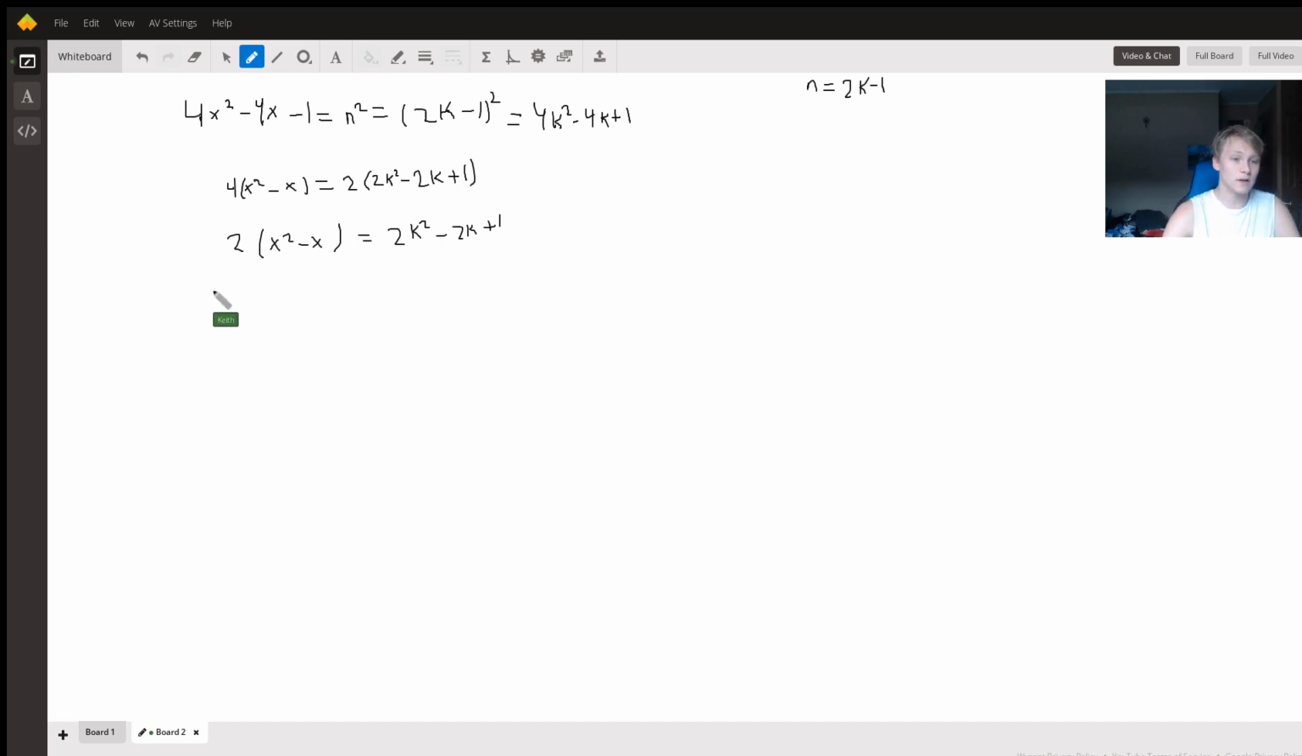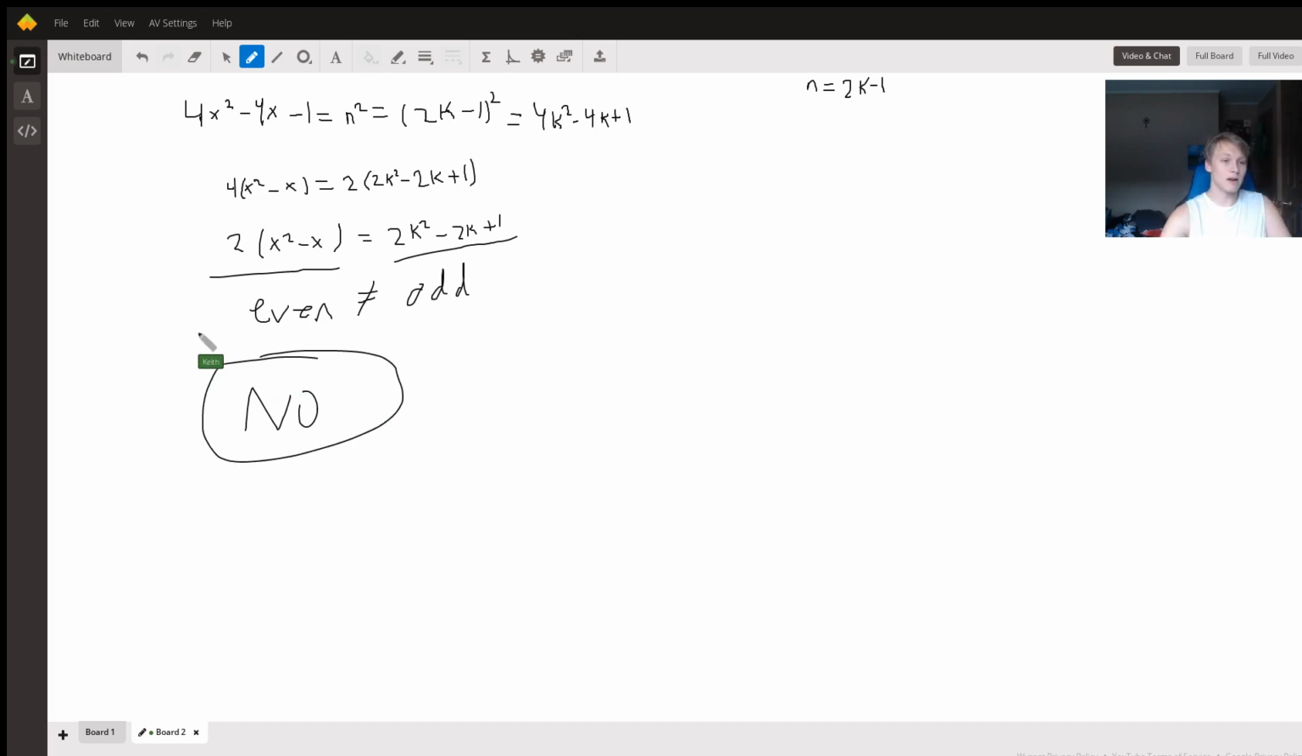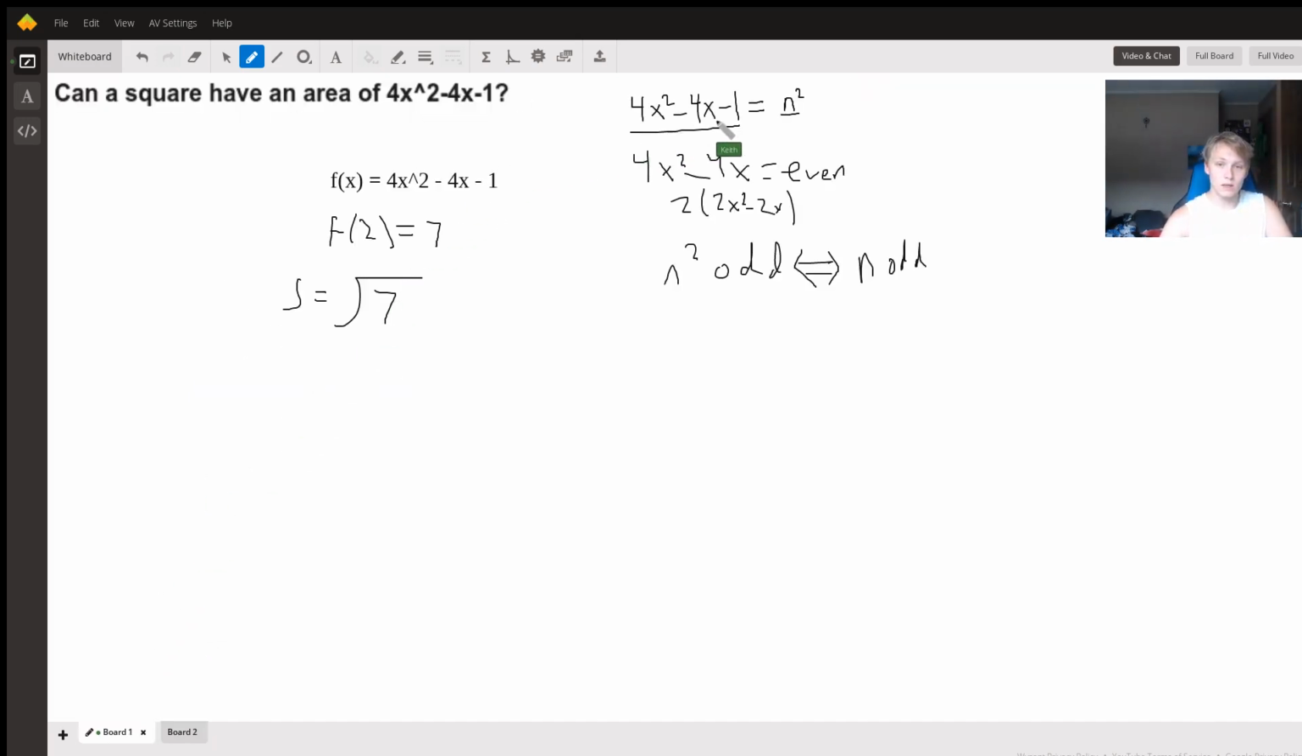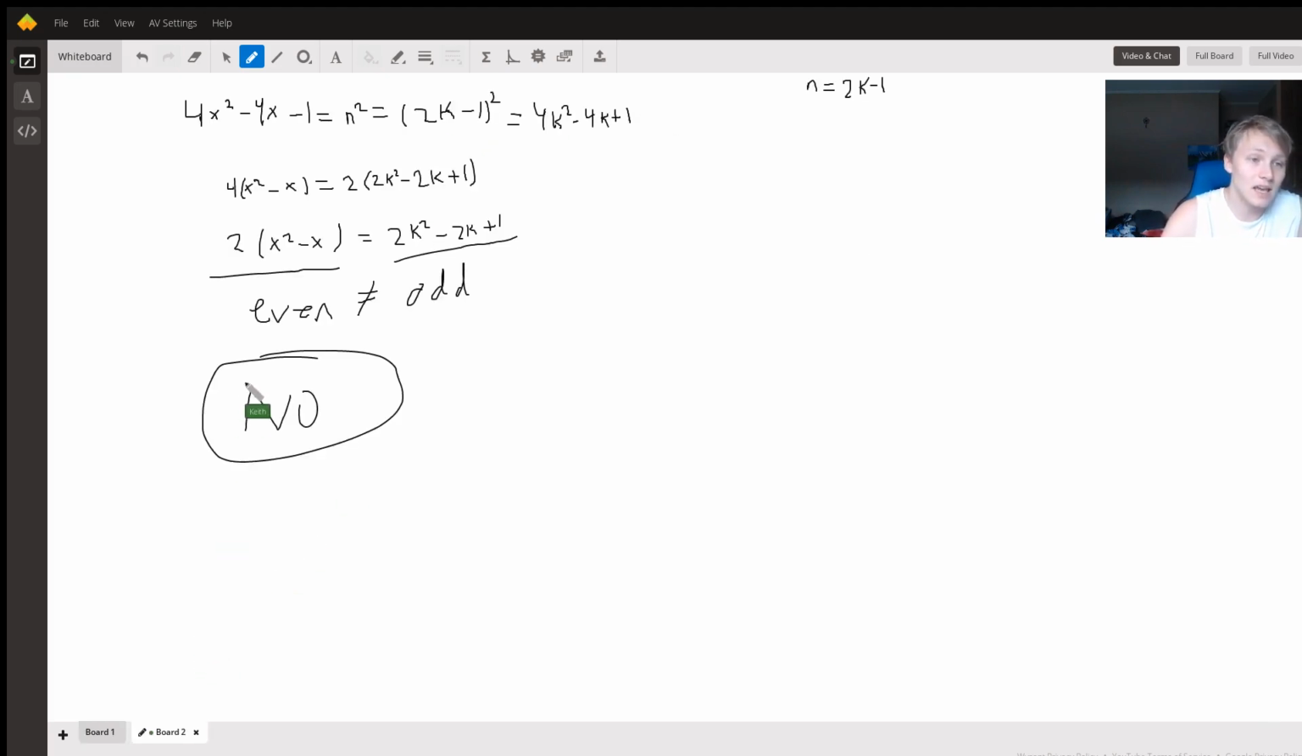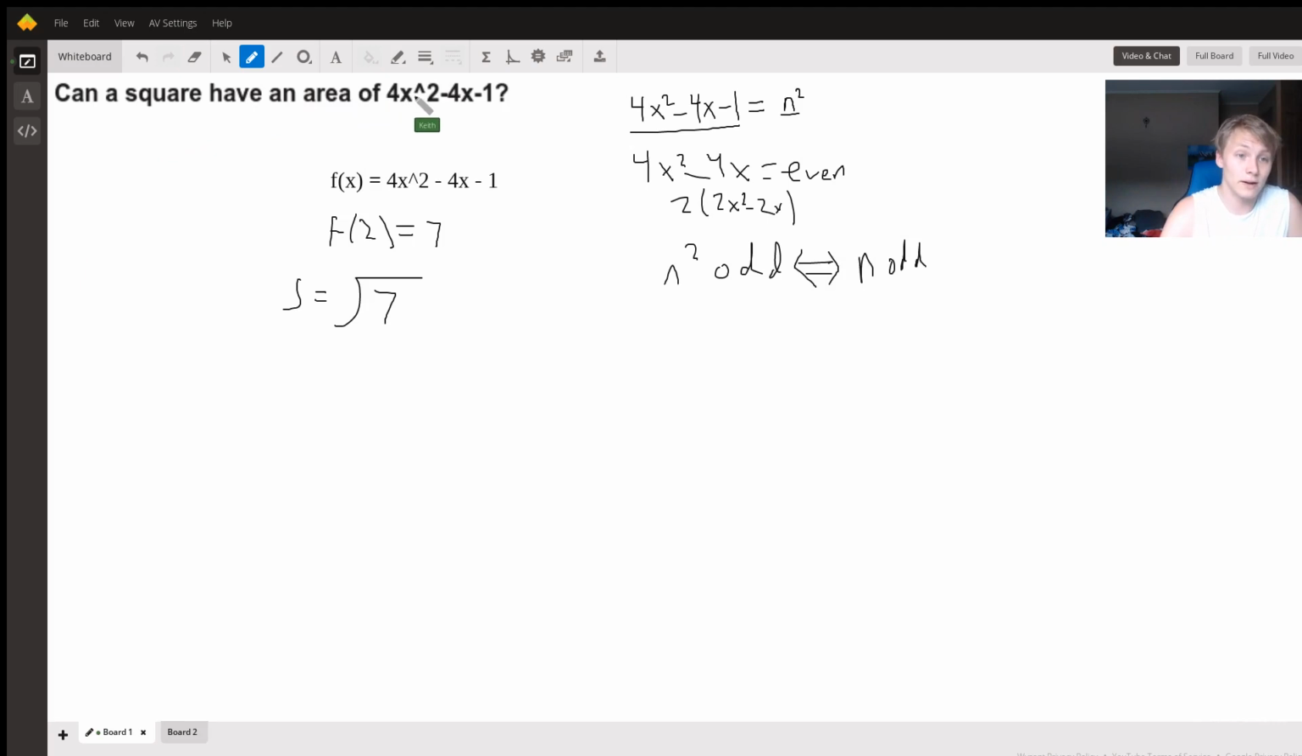And notice what just happened here. On this side, we have an even number, because it's 2 times the number. But on this side, we have an even number plus 1, so an odd number. And this cannot happen. So no, because no matter how we look for a whole number side length to this equation, it cannot be the case. n can't be even and n can't be odd, so it can't exist. So no, a square cannot have an area of 4x squared minus 4x minus 1 if the side lengths are whole numbers.